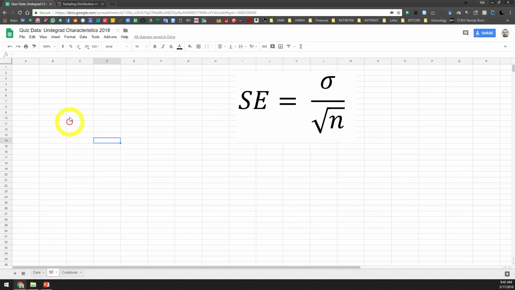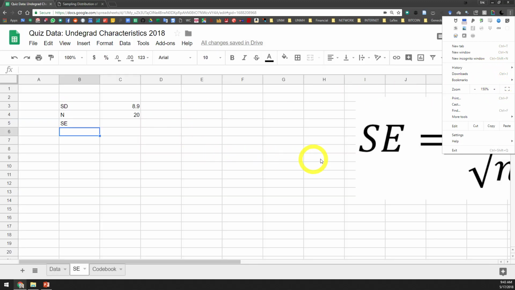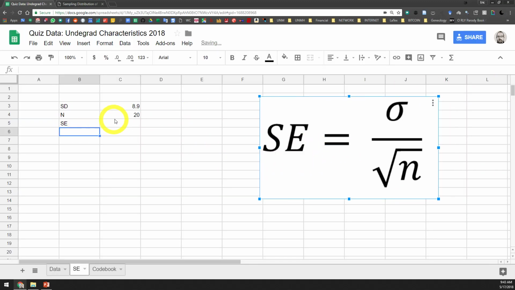And I just opened up this. So here's our formula. Our standard deviation was calculated as 8.9, and we have an n of 20. I'm just typing these in. And this is our standard deviation, and we want to calculate the standard error. Actually, let's zoom in, make this a little bit easier for you guys to see. All right, let's move this over so we've got a good view.